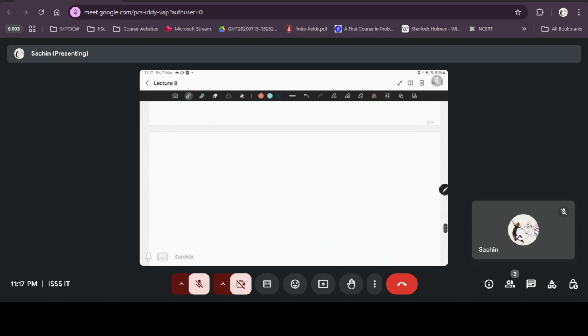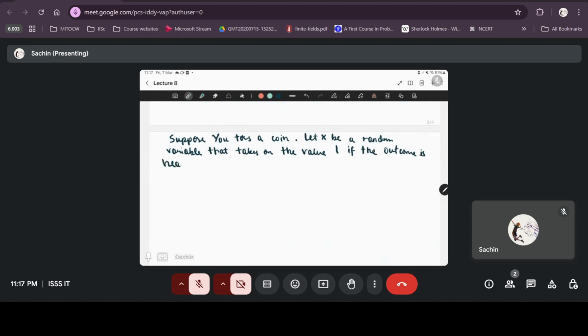Now I'll show you something that's a little subtle. Suppose you toss a coin, and let X be a random variable that takes on the value 1 if the outcome is heads, and 0 if the outcome is tails.